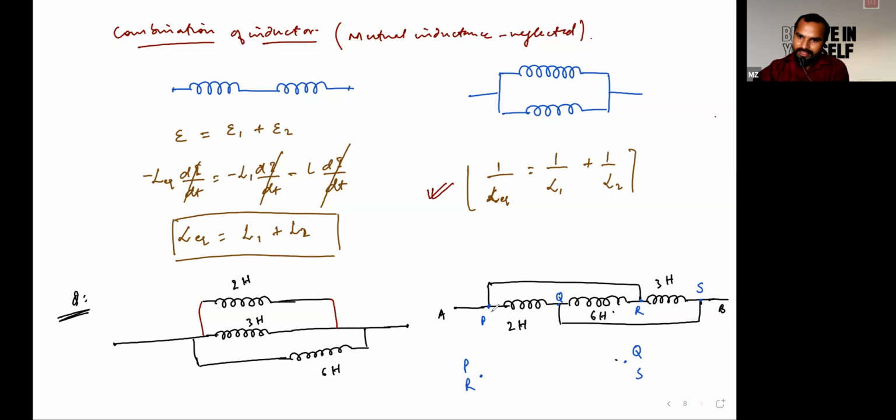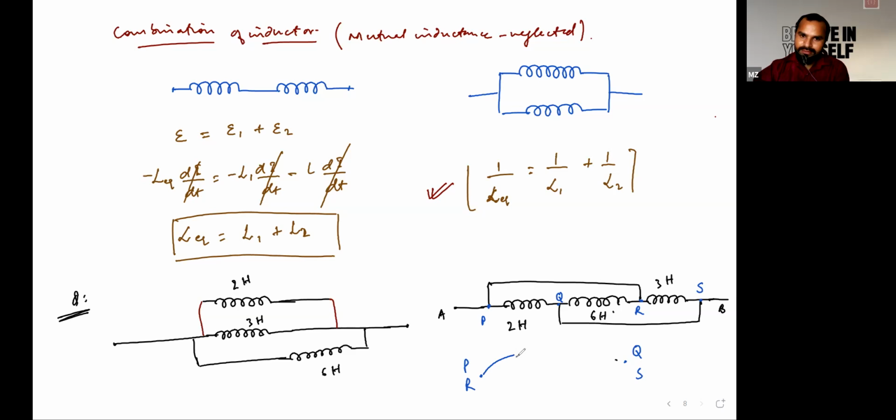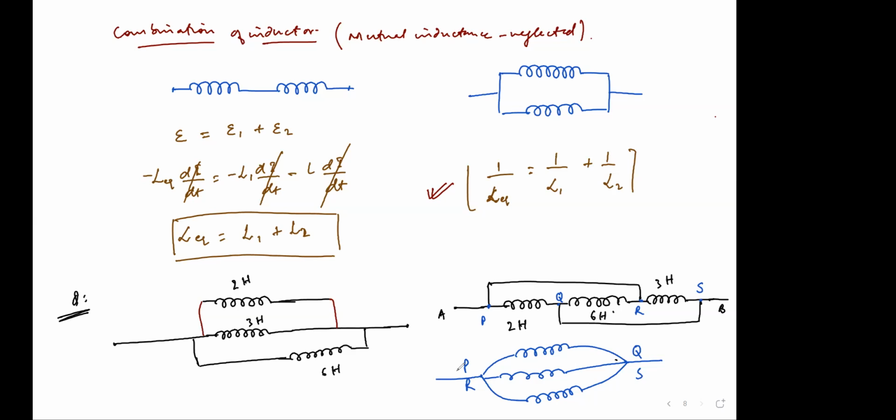Now, we have one inductor from P to Q. So it will be one inductor from P to Q. Similarly, there is one inductor from Q to R. So it will be Q to R. And again, there is one inductor from R to S. So it would be one inductor from R to S. So this should be your combination. Same answer. Good.